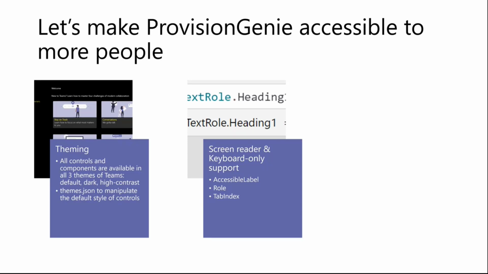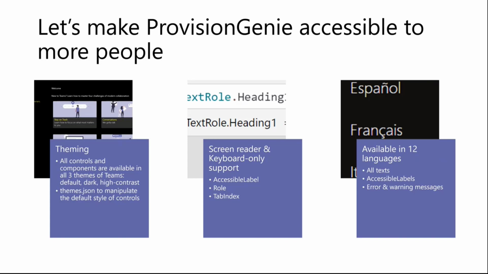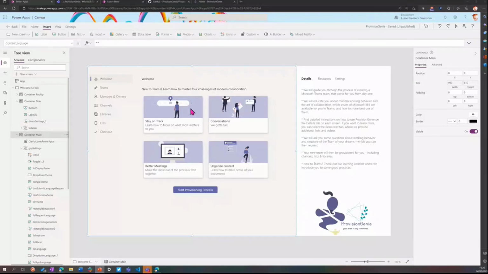And as I already said a couple of times, all these error and warning messages are available in 12 languages. So it ties into the localization topic as well, which is why we chose to present this at the same time. Okay, quick demo of accessibility.